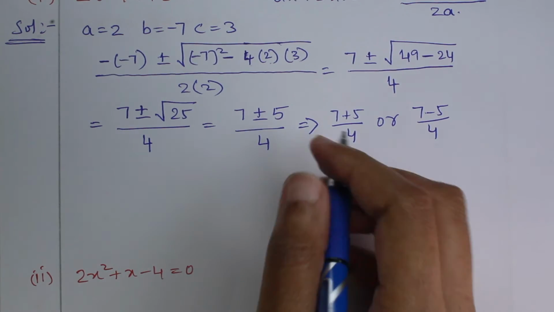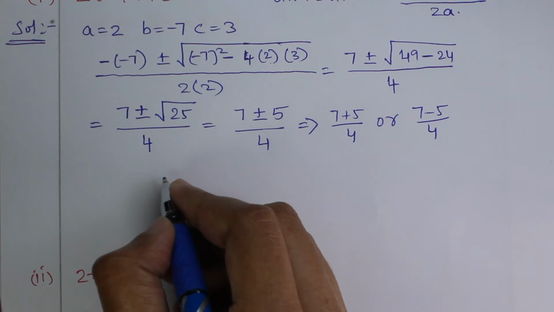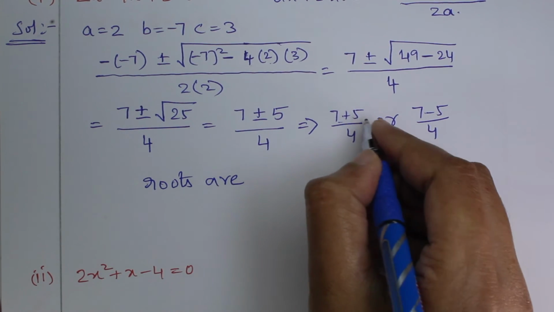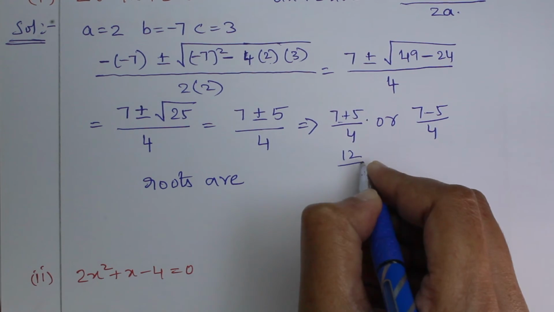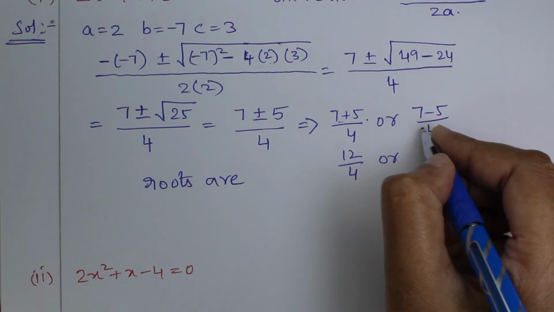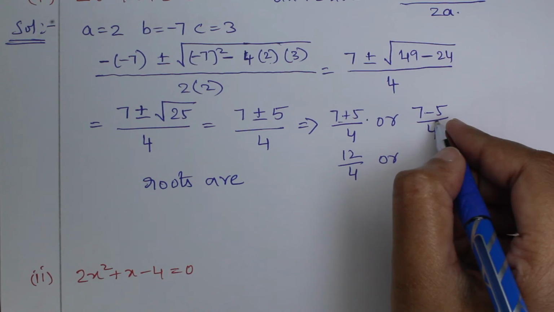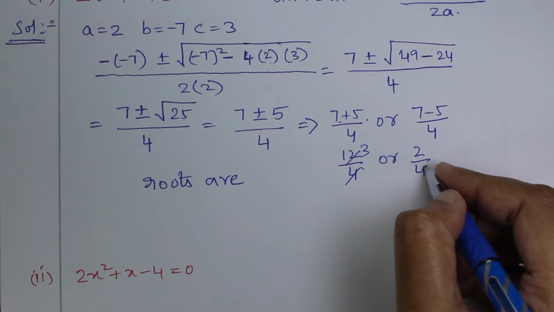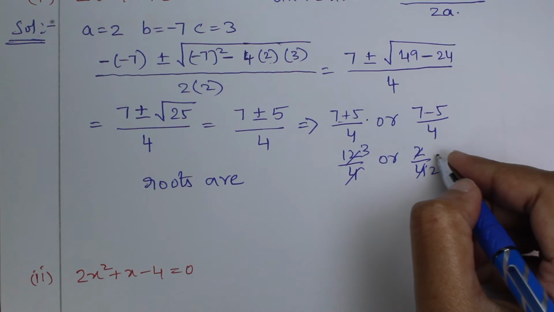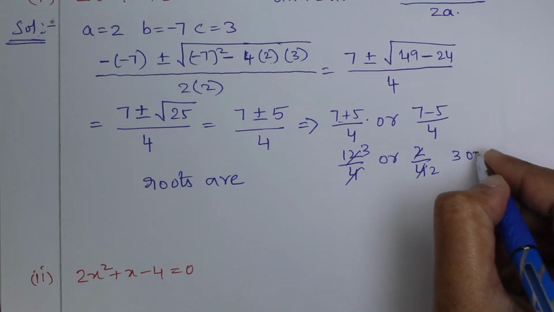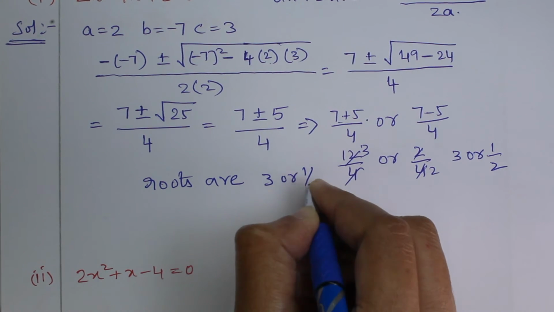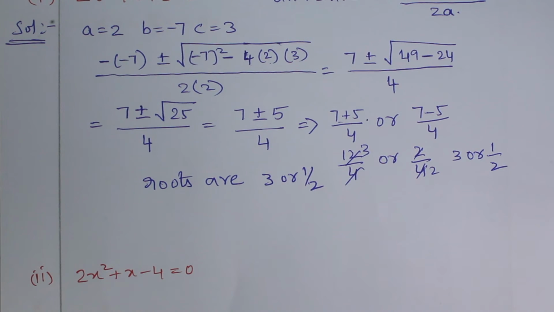So what will be the answer for the two roots? The roots are 7 plus 5 is 12, 12 by 4, or 7 minus 5 is 2, 2 by 4, that is 4 ones are 4, 3s are 12... so it is 3 or 1 by 2. So the roots are 3 or 1 by 2.